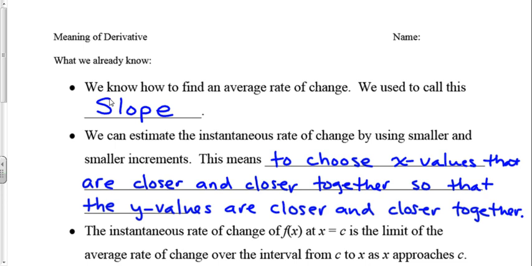The instantaneous rate of change of f of x, a function, at x equals c, some x value, is the limit of the average rate of change, the slope, over that interval from c, which is an x value, to x, which is an x value, as x approaches c, which means as x is trying its best to become c.